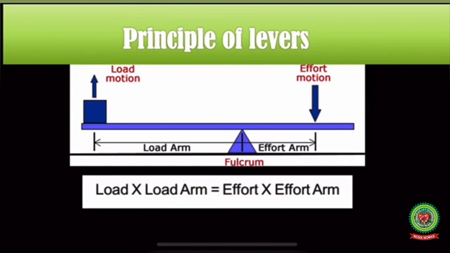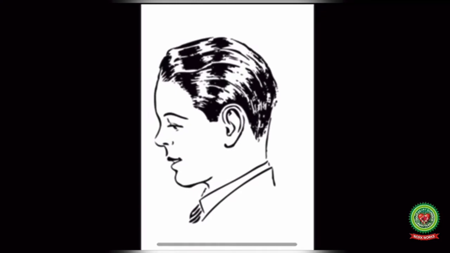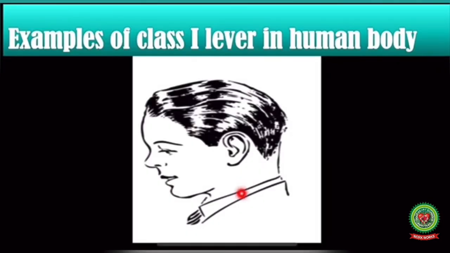Let us now discuss the examples of each class of levers as found in the human body. So, the example of class 1 lever in human body is nodding of head. In this case, this becomes the fulcrum about which our head is moving. This is the part where the effort is felt and this is the load. So fulcrum is in between effort and load. So this is an example of class 1 lever in human body.